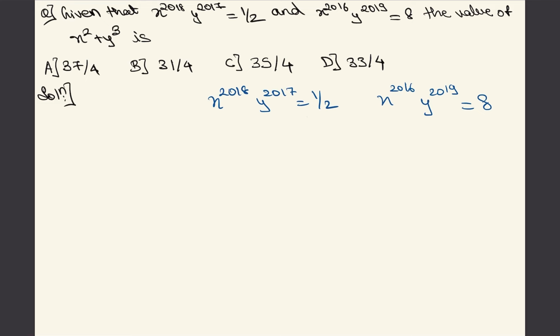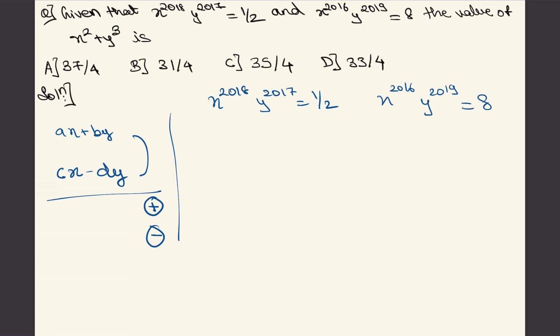As a basic rule, if there is an equation like ax plus by and cx, let's say minus dy, what you need to do is first create an equation by adding these two, and then create an equation by subtracting these two.